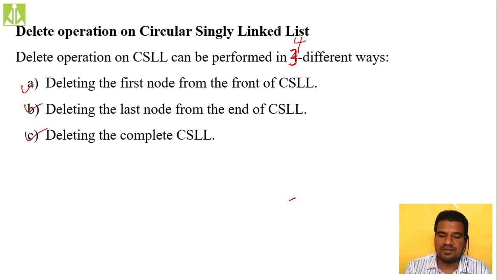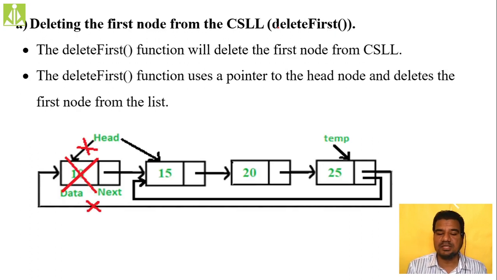Deleting the first node or front node of the circular singly linked list. How can we do that? Simply see here: run a temporary pointer to the end, and make the temporary pointer point to the head's next node, then make head the head's next node. That's it. First you delete this head, then make head equal to head of next. Like that you can do.